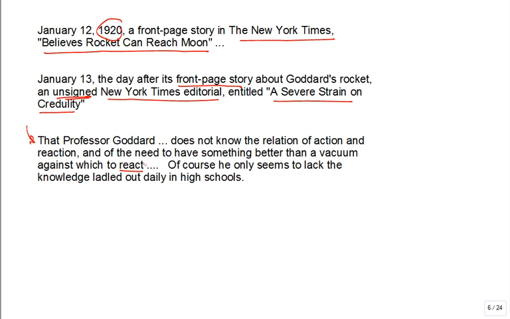The idea is if you're going to go faster, you need to push against something. And so if in air, great, you can push against air. But if you're in a vacuum and you want to go faster, you've got to push against something. Hey, there's nothing to push against. Ain't going to go. Action, reaction. Of course, he, Professor Goddard, only seems to lack the knowledge ladled out daily in high schools. They since retracted that editorial with an apology, but at the time he was ridiculed. Anyway, that's an interesting little tidbit about Goddard.